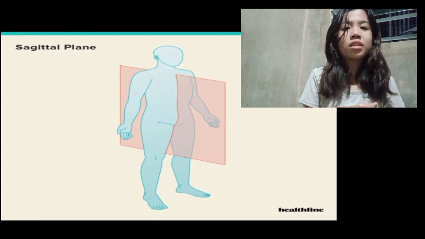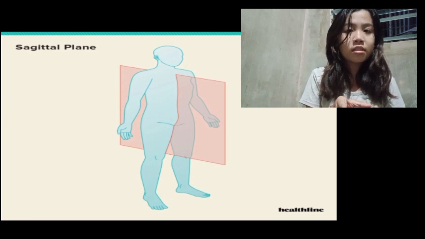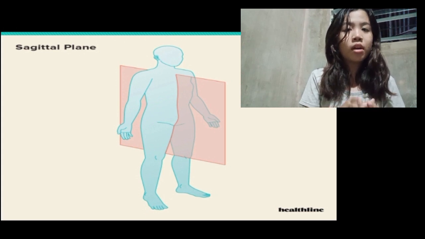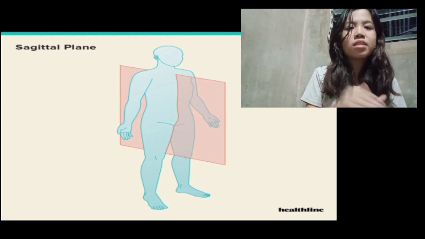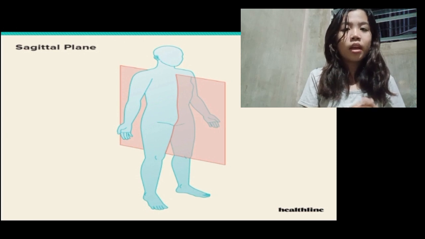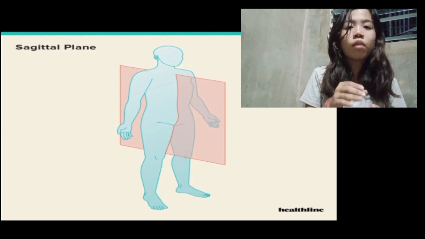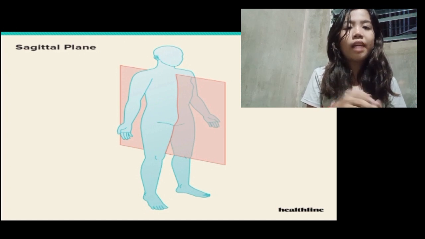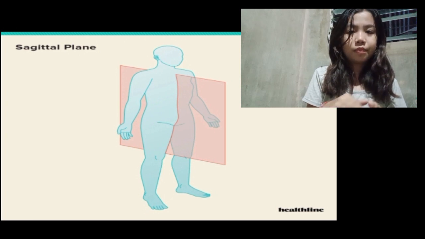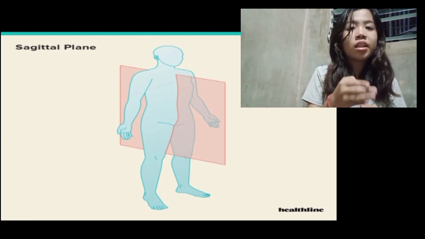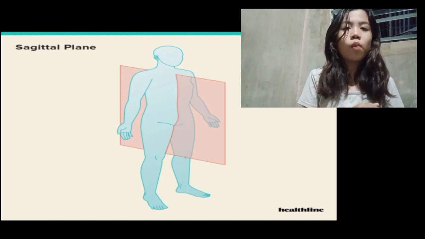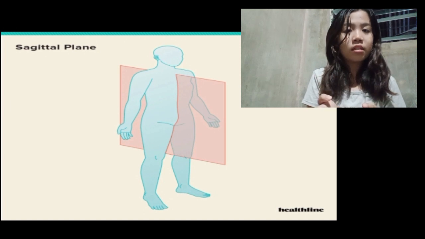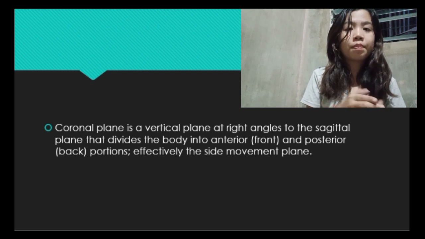The sagittal plane is important in understanding movements and positions of body parts, because movements that occur within the sagittal plane include flexion, or what we also call bending forward, and extension, or straightening backward, of body parts. For example, when you bend your elbow or knee, those movements occur within the sagittal plane.